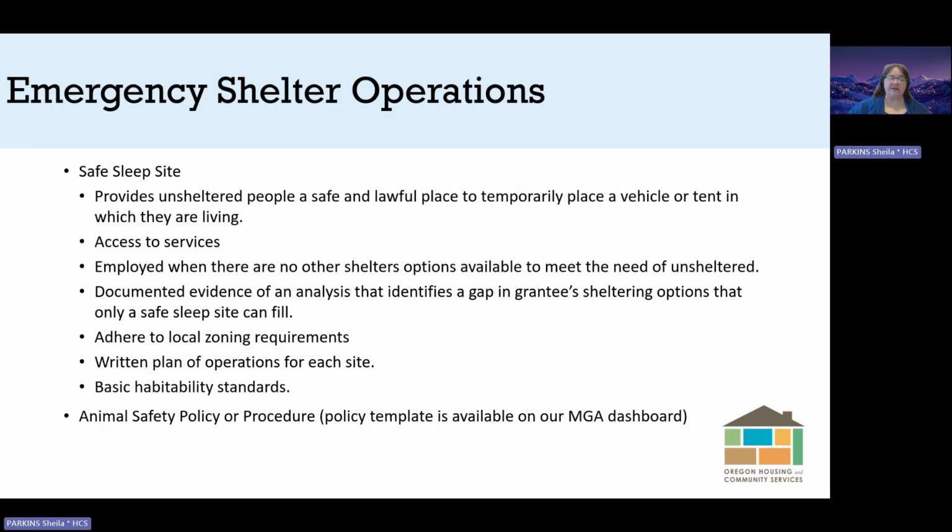If there are kennels available, the policy must include rules to use them. If there is any requirement for the cleanliness of the animal or any proof required of current vaccinations, such a requirement must also be identified. And finally, the policy must include the process for addressing pet aggression behavior or other pet concerns raised by staff or residents. A policy template is available on the MGA dashboard to assist in the development of an animal safety policy or procedure.